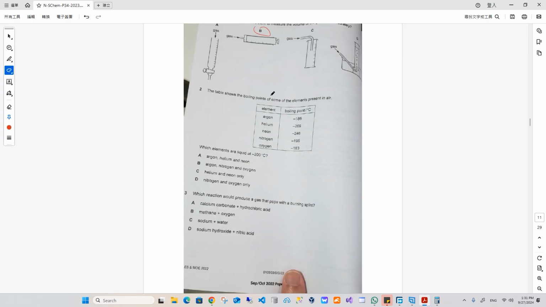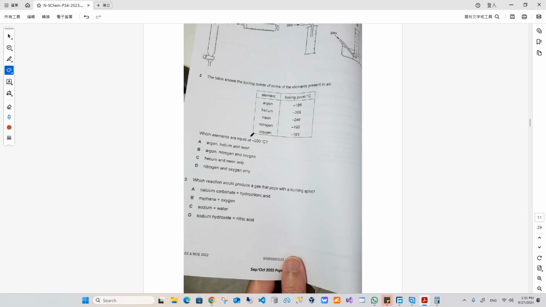Okay, the table shows the boiling points of some elements. Which elements are liquid at minus 200? Liquid means at minus 200 I'm below the boiling point. Minus 200, I think this is liquid. This is not. This is not. Yeah, there's still gas at minus 200. So 1, 2, 3. Argon, neon.